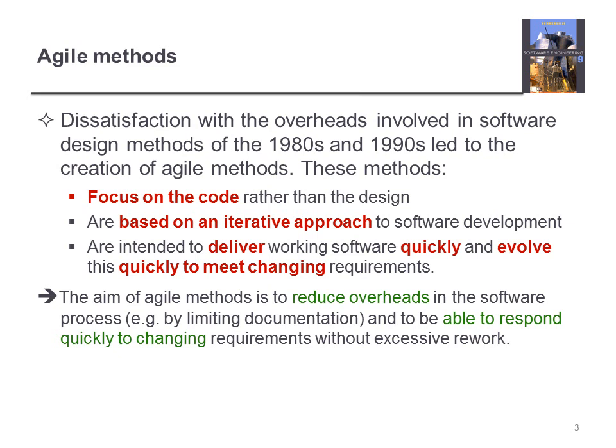That's why the aim of agile methods is to reduce overheads or cost in the software process by limiting documentation. I just said that we don't focus on documentation. Why not? Because the documents are going to change according to the requirements, and we want to be able to respond quickly to changing requirements without excessive rework. If new requirements appear, we need to change all the previous documentation. That's why we don't focus on documentation in the agile methods.